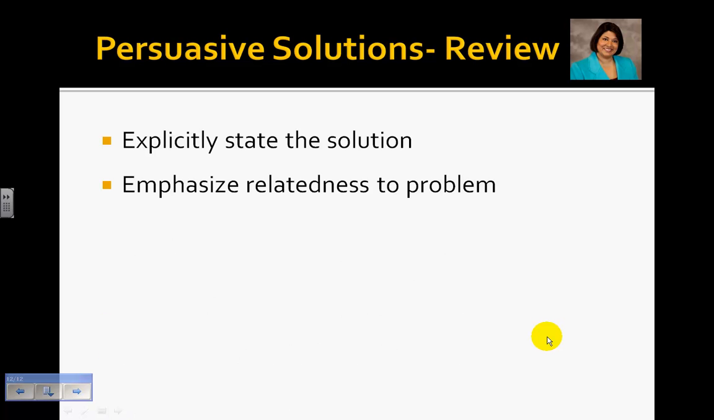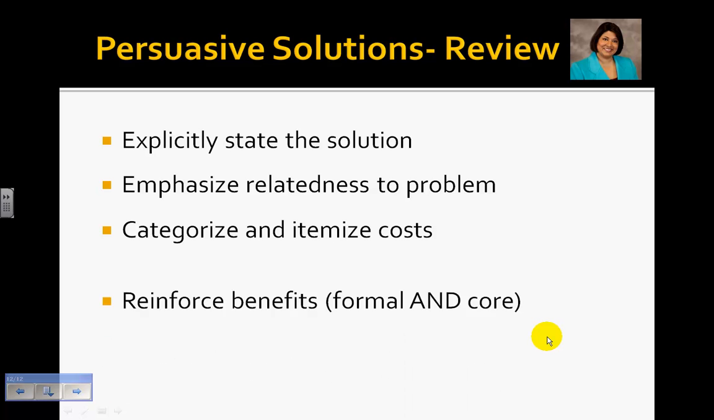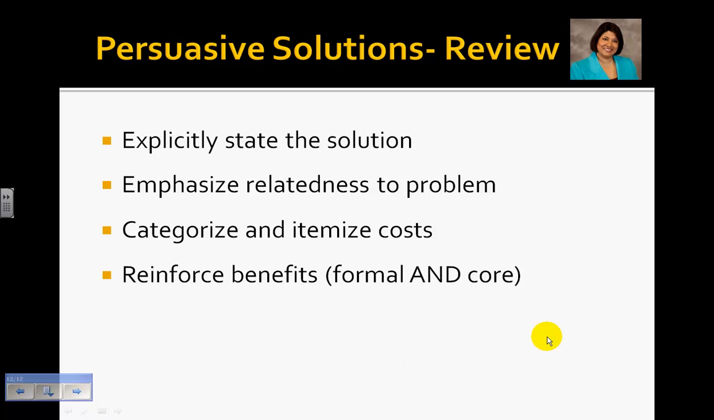Make sure that each element of your SMART solution harkens back to the problem and its symptoms that you identified in the problem statement. Categorize and itemize your costs. Make sure that there is a reason to it, that you think through all the different areas that costs could be incurred. And then reinforce your benefits with both formal and core values.